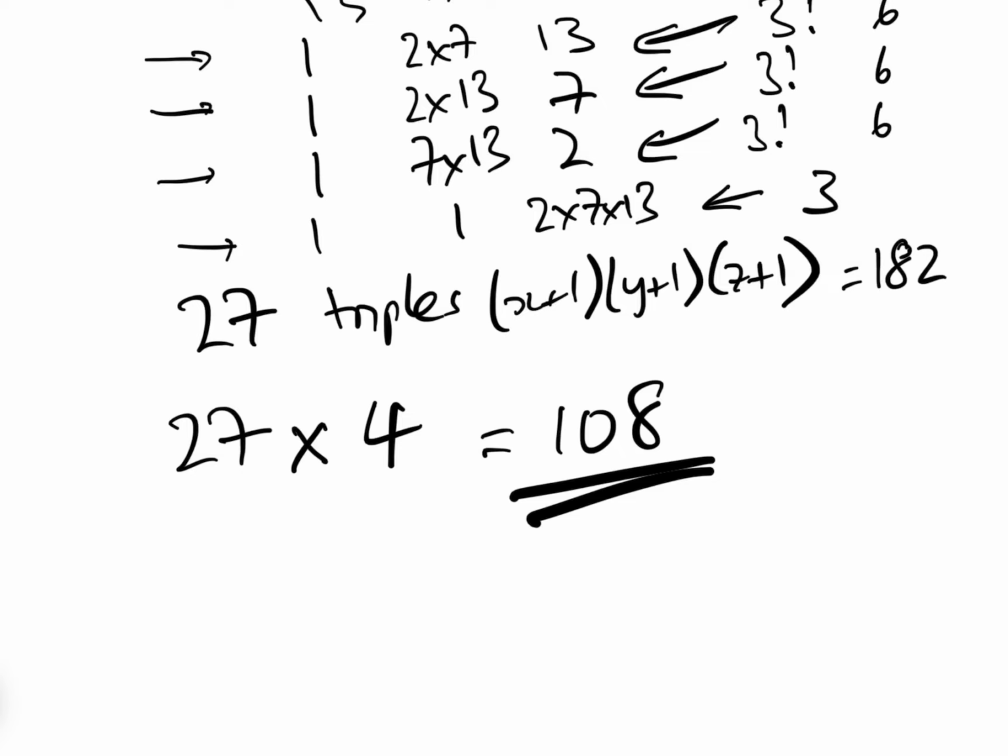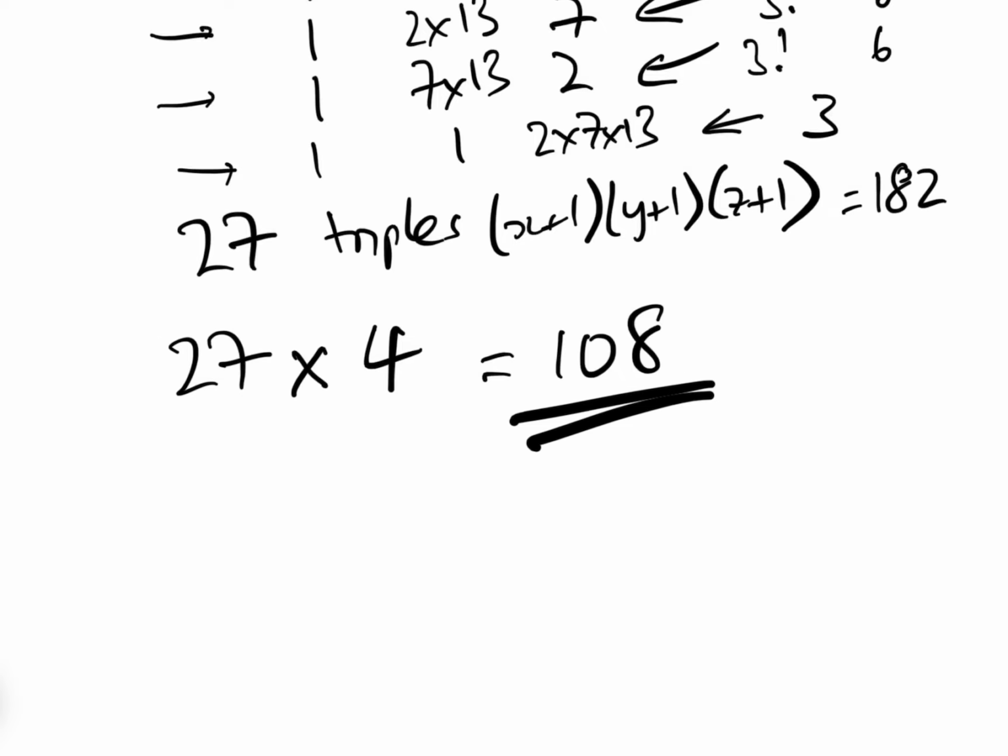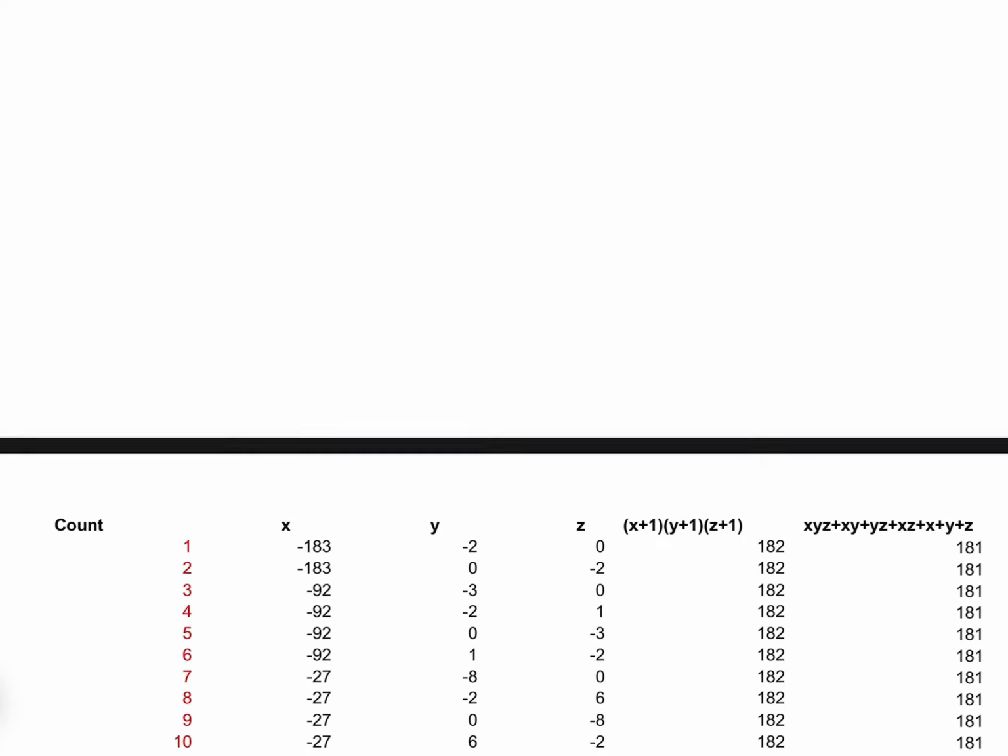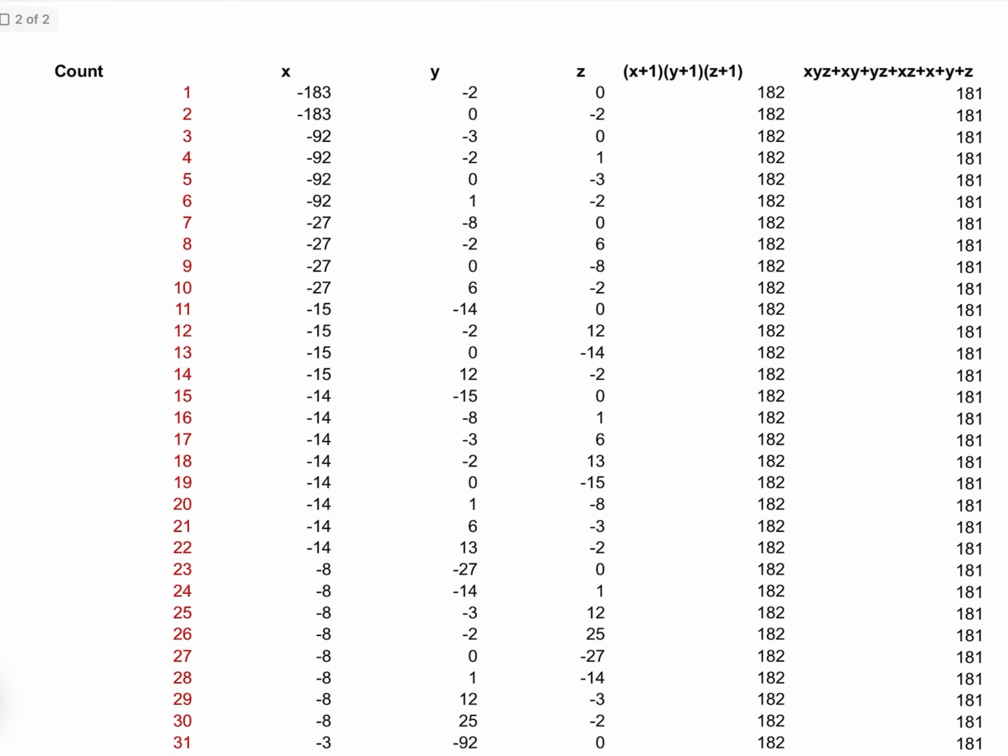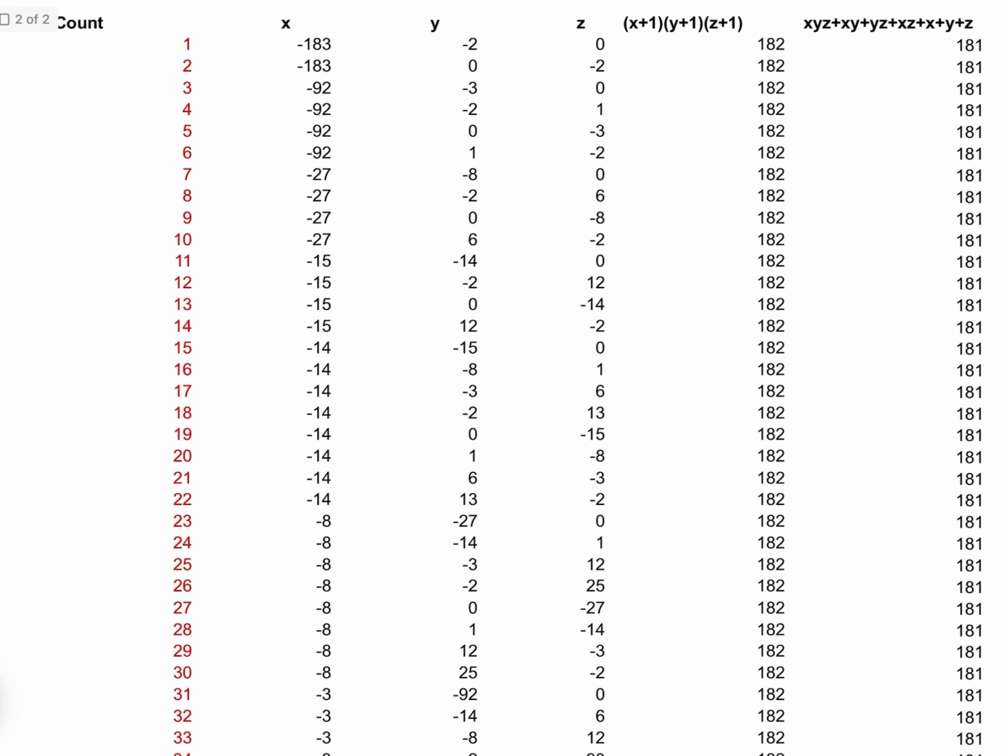Now, for those so interested, we actually just have here a list of all of the triples. So here is just counting them. Here's the x value, the y value, and the z value. Here is x plus 1 times y plus 1 times z plus 1, and here is the actual question, which was x, y, z, add x, y, add y, z, add x, z, add x, add y, add z equals 181. So here's number 1 to 30.